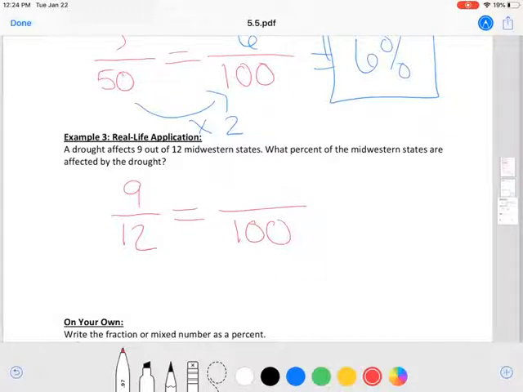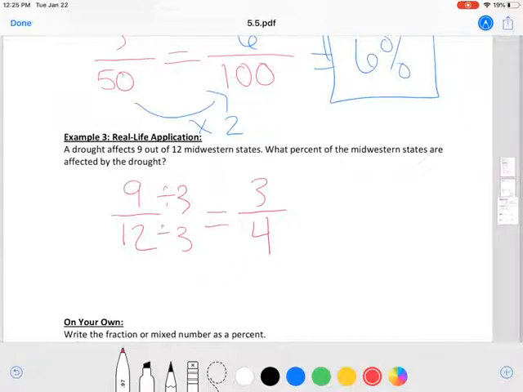Now, automatically, if you're thinking, well, I don't know what to multiply 12 by to get to 100, the first thing I would do then is to simplify this 9 over 12. So instead of thinking about how I get from 12 to 100, let's simplify 9 over 12. To simplify, we can divide both sides by 3. And we would get 3/4 because 9 divided by 3 is 3, and 12 divided by 3 is 4.